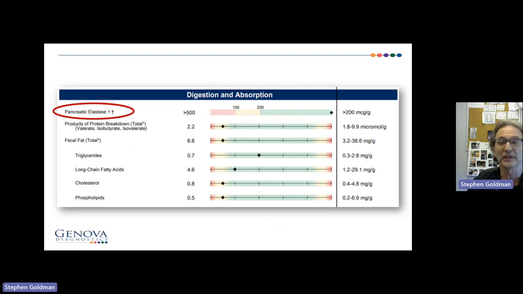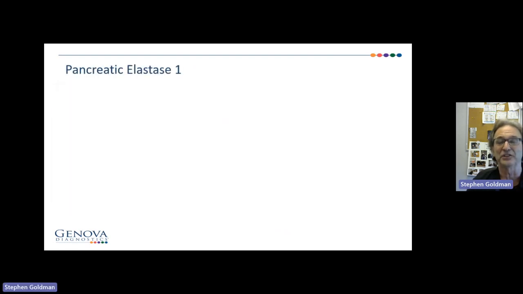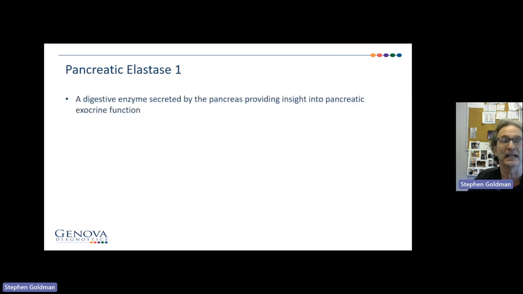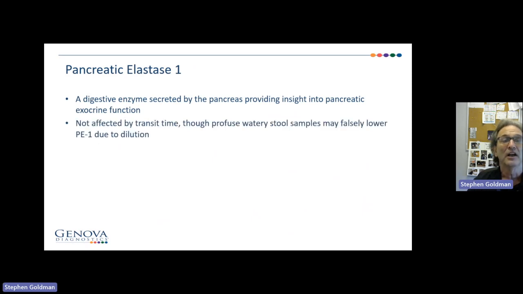I'm going to go through these as I would on the phone, and then on the next page, you don't have to write a lot of notes. There'll be slides here that go through what I just said, really. A digestive enzyme secreted by the pancreas, that's pancreatic elastase 1. Here's some interesting information. Pancreatic elastase 1 is not affected by transit time, although profuse watery stool samples may falsely lower due to dilution. So it's a great advantage.